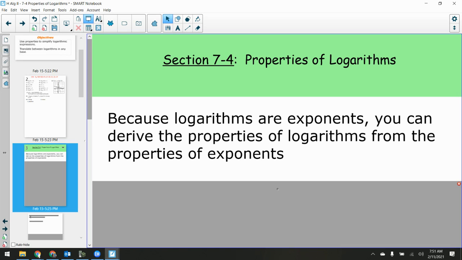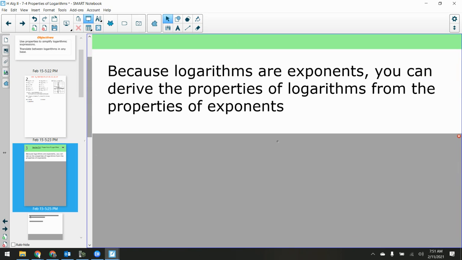We all remember our exponent properties, right? I multiply with like bases, that means I add the exponents. I divide with like bases, that means I subtract the exponents. I take a power to a power, that means I multiply the exponents. Those are going to be crucial today when finding the properties of logarithms.